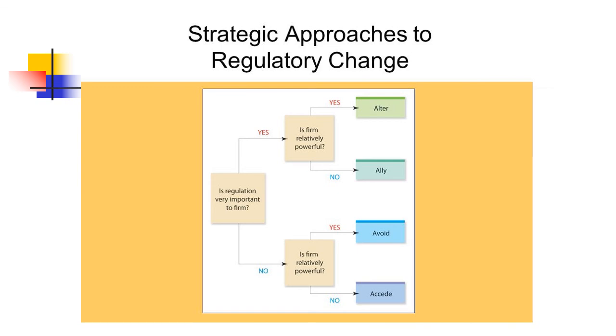But if your company is not powerful enough as a single entity, what you should be doing is forming allies, right? So that is the second box that you see. If the regulation is important for the firm and if the firm is not powerful, then the firm will have to partner with other companies in the same industry who have the same problem. We call that an ally.